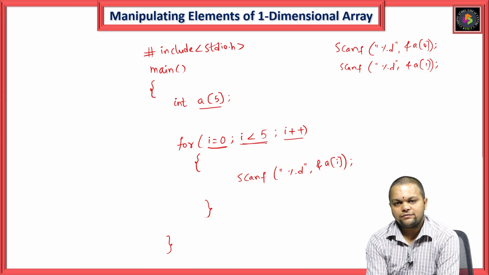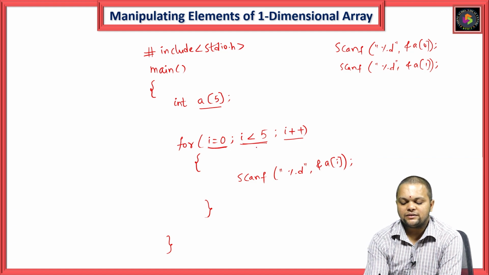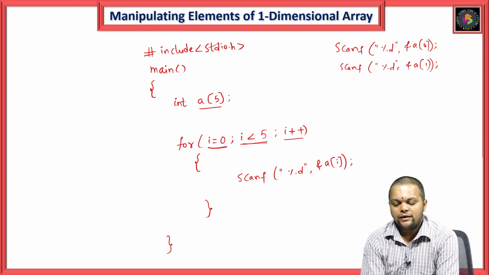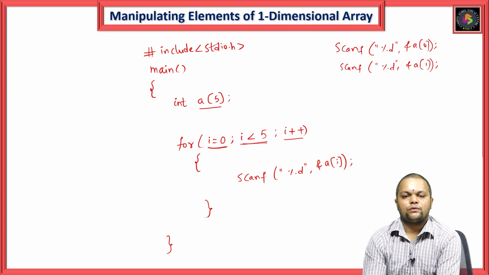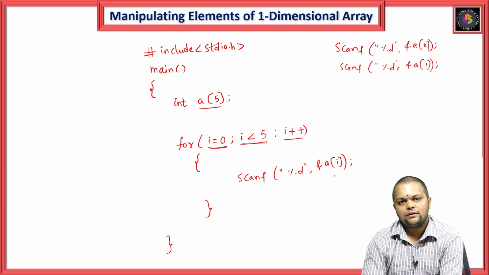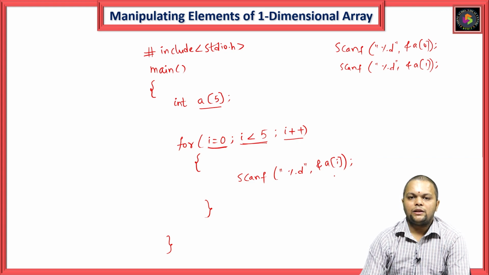So it will directly take what? Ampersand A of 0. It will give the value for A of 0 and it will store in a particular location. And the next thing is I plus plus, A of 1, A of 2, A of 3, A of 4. It will take from A of 0 to A of 4. This is how you can use your scanf statement and you can take the values into an array. You have taken the value into an array.